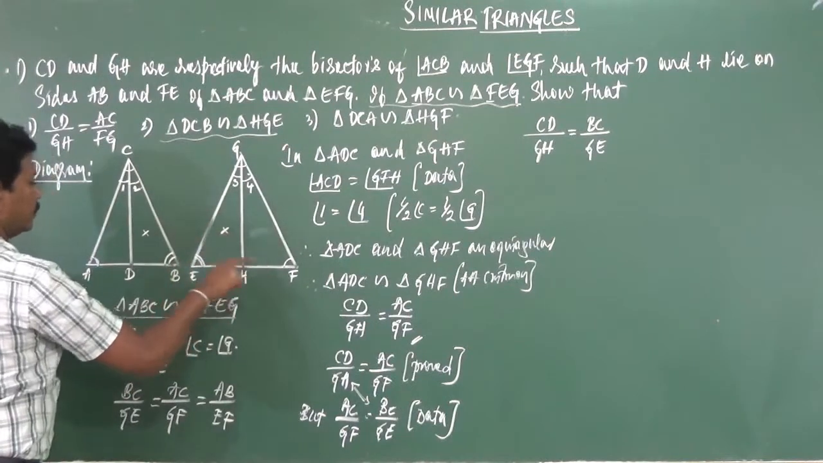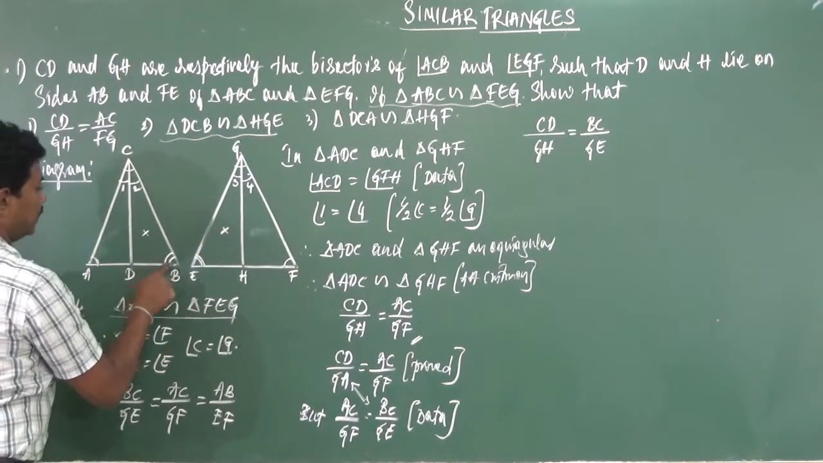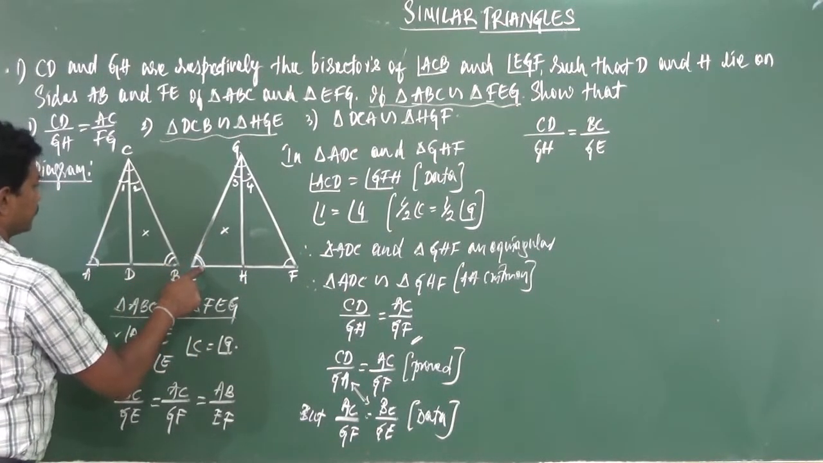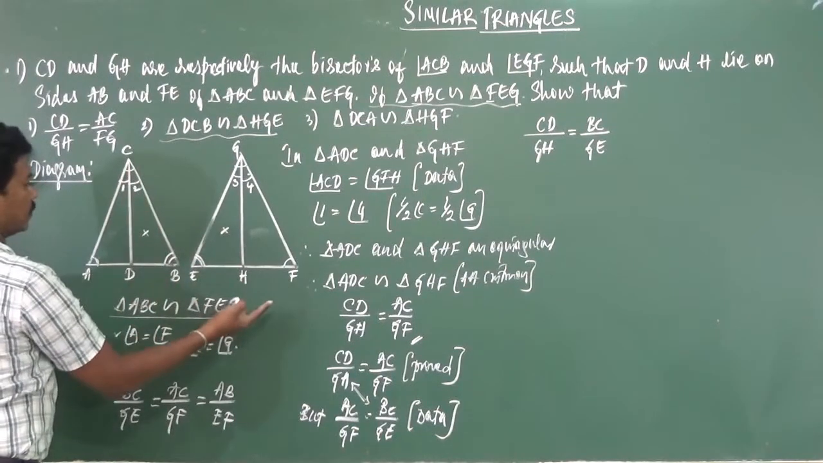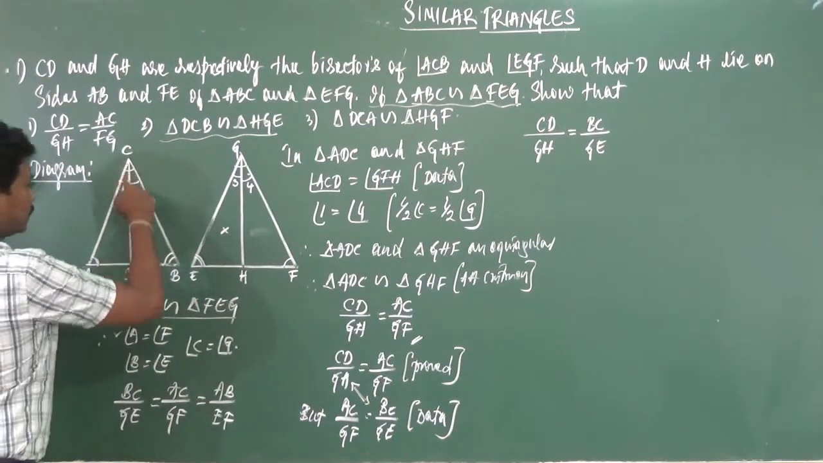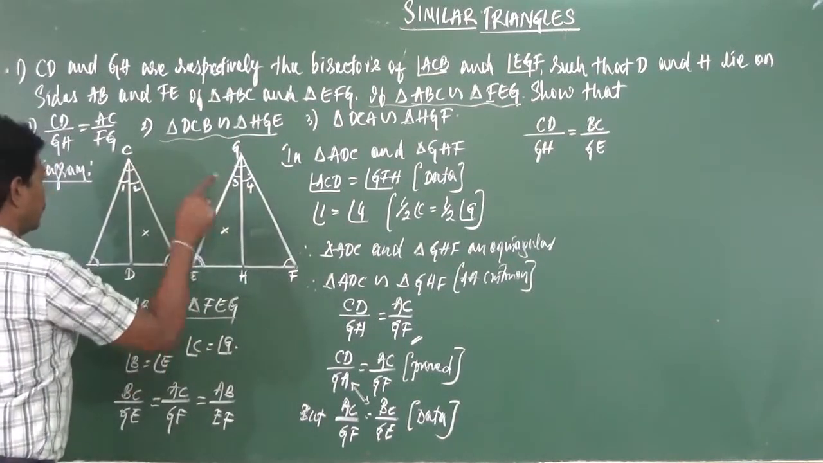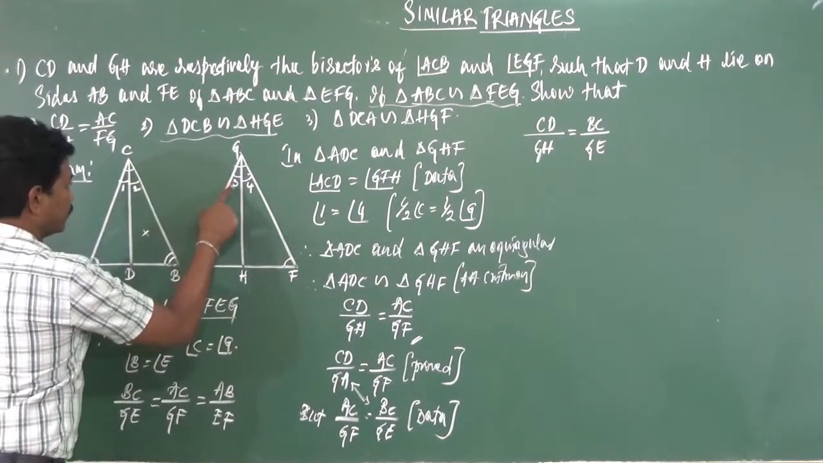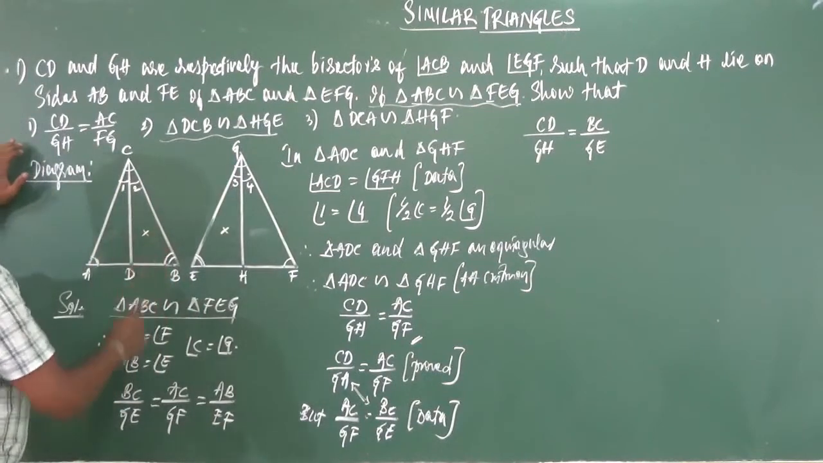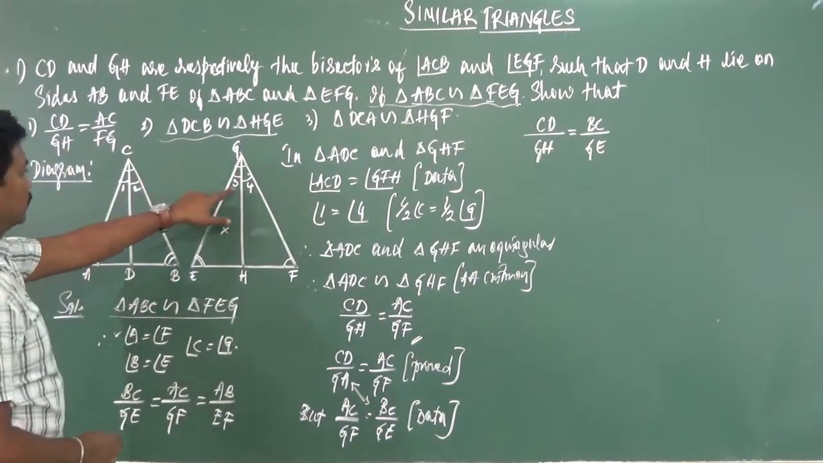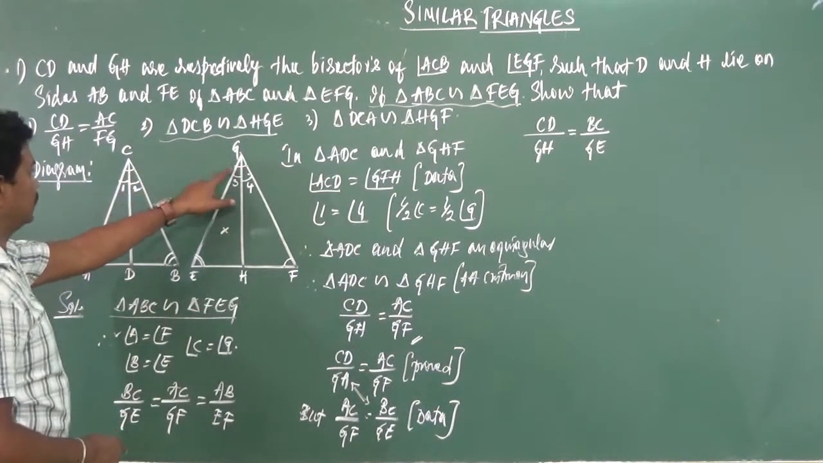So along with that, what has happened here is angle B is equal to angle E. That is CD by GH is equal to BC by GE, and along with that angle 2 will be equal to angle 3. So the reason is half of equals are also equal because angle C is equal to angle G.